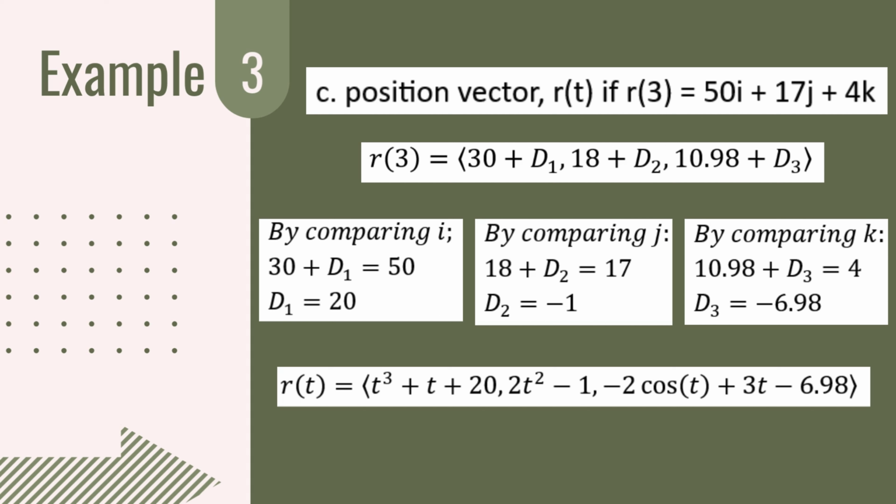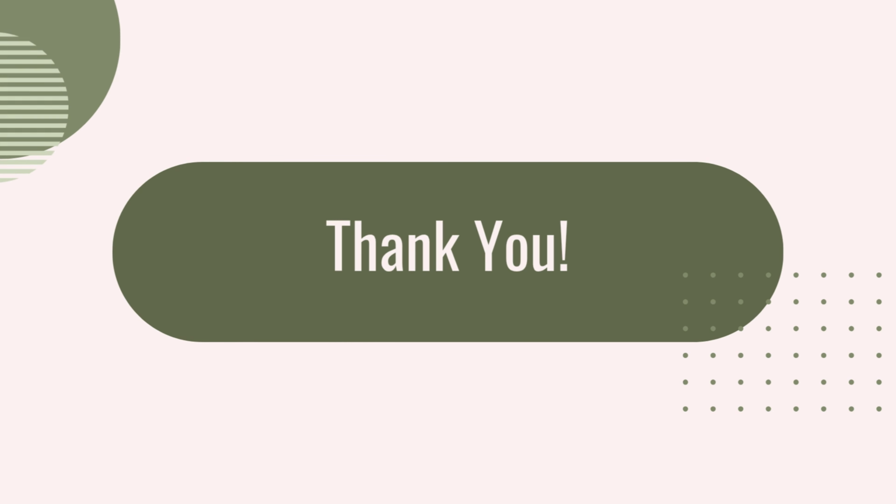Then we rewrite the full position vector. The final answer will be t cubed plus t plus 20, 2t squared minus 1, -2 cos t plus 3t minus 6.98. That's all for our group's topic.